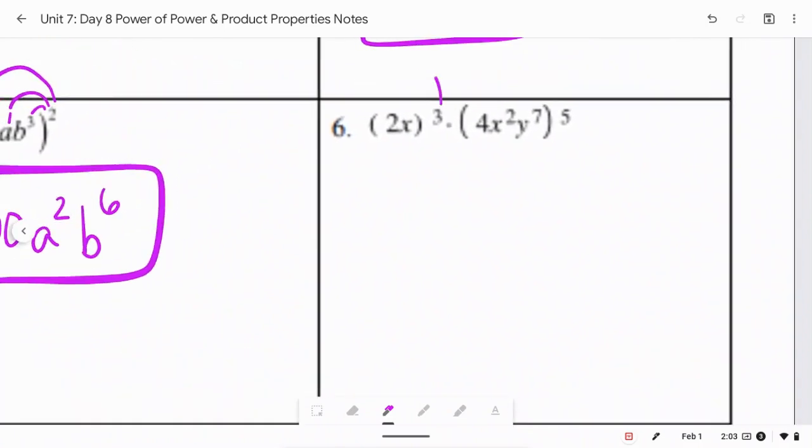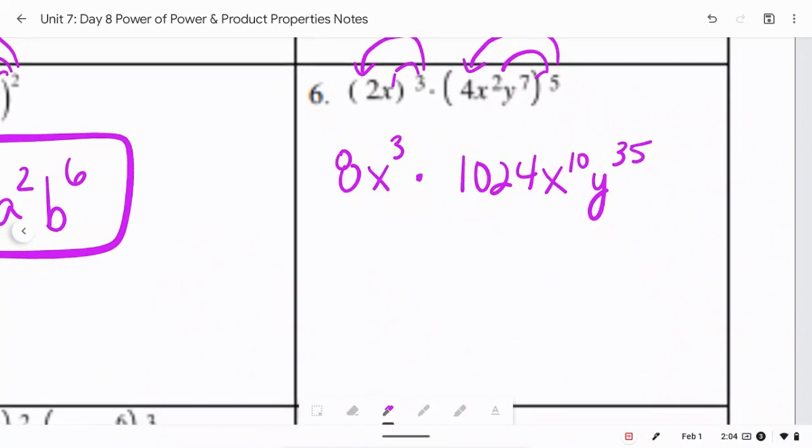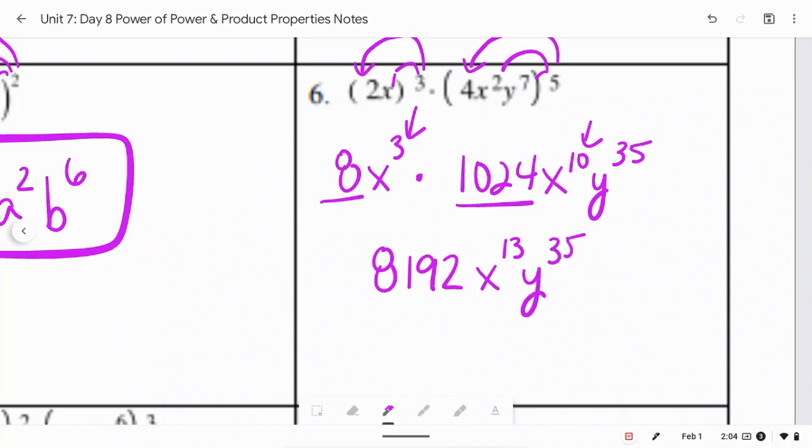In example 6, let's distribute the 3rd power. 2 to the 3rd power is 8, and then multiply the exponents. So I get x to the 3rd. Then distribute the 5th power in the second parentheses. So 4 to the 5th power is 1024, and then multiply exponents. So x to the 10th, y to the 35th. Now it becomes a multiplication problem, so you have to multiply the coefficients. 8 times 1,024 is 8,192, and then add the exponents. So x to the 13th, and then just bring down y to the 35th power.